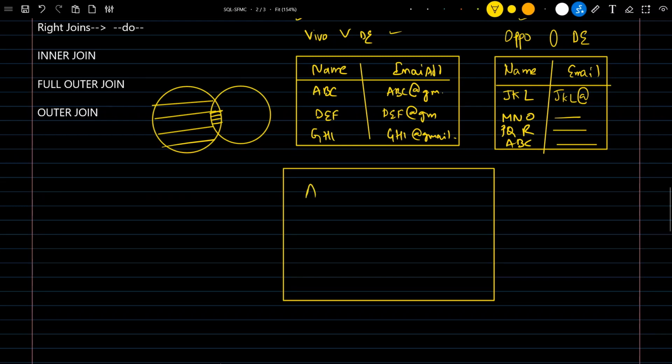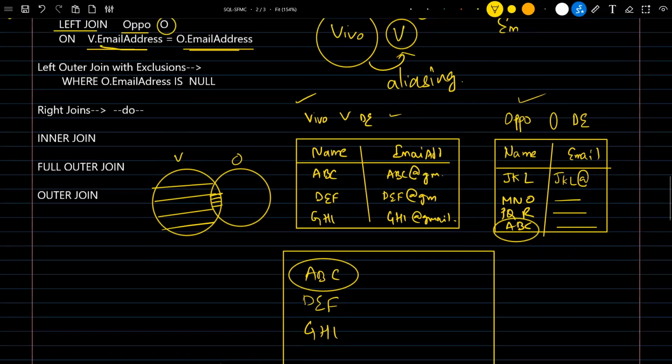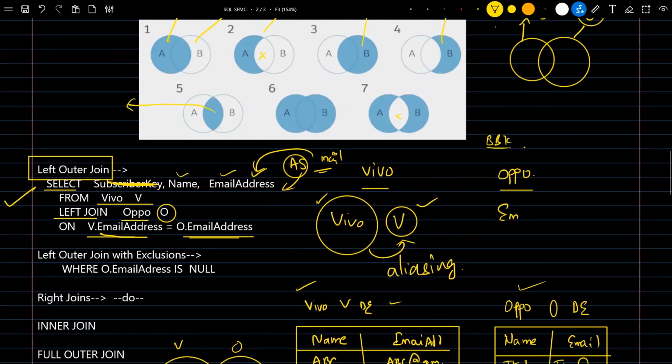It consists of ABC, DEF, GHI. Also, the one which is common to both Vivo and Oppo, what is it? It is nothing but ABC. So ABC, however, is there. So this is the output, the result of the left outer join.